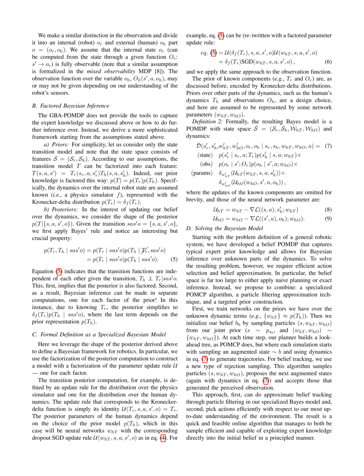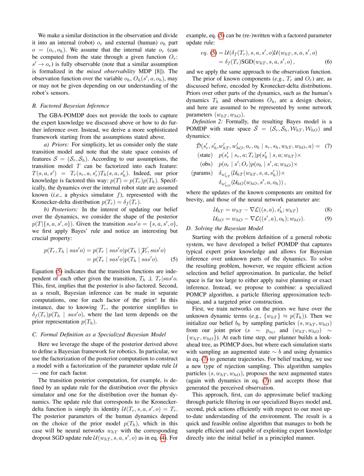Formal definition as a specialized Bayesian model. Here we leverage the shape of the posterior derived above to define a Bayesian framework for robotics. In particular, we use the factorization of the posterior computation to construct a model with a factorization of the parameter update rule U, one for each factor. The transition posterior computation, for example, is defined by an update rule for the distribution over the physics simulator and one for the distribution over the human dynamics.